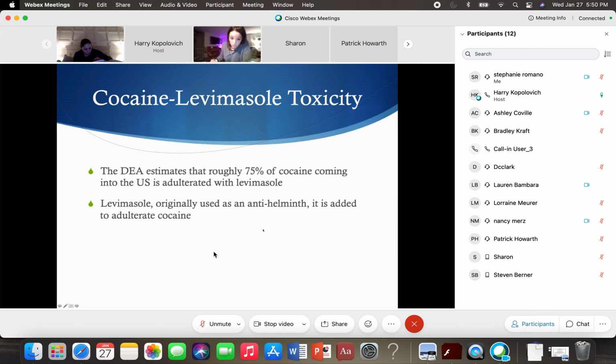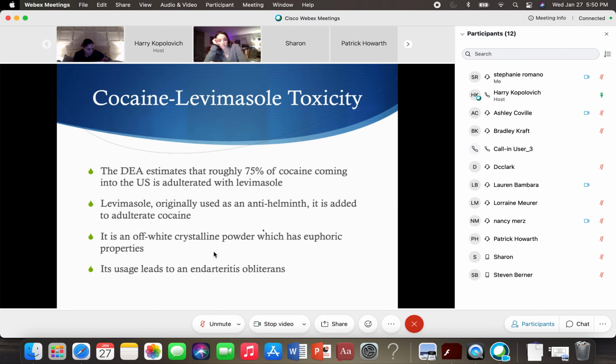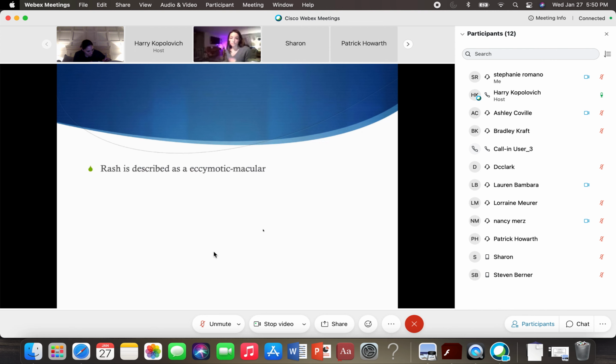So what is it? It's an anthelmintic. It has the same crystalline kind of appearance as cocaine. And it's specifically added by unscrupulous individuals to adulterate the cocaine, in order to increase the profit margin. Because it looks like cocaine, it's a whole hell of a lot cheaper. They'll add it to the cocaine to sell to the user to make it seem like there's a lot more in the bag than there actually is. Again, it's an off-white crystalline powder, and it's added sometimes to produce a little bit more of a euphoric property. And it leads ultimately to an endarteritis obliterans.